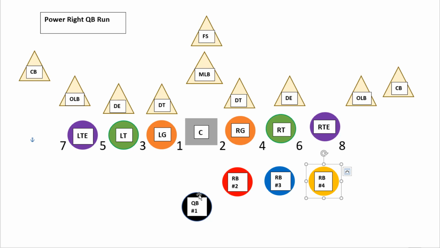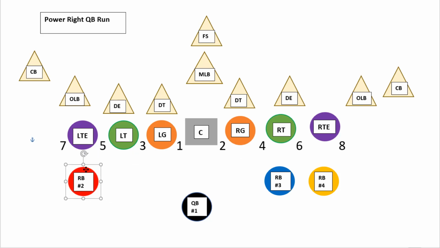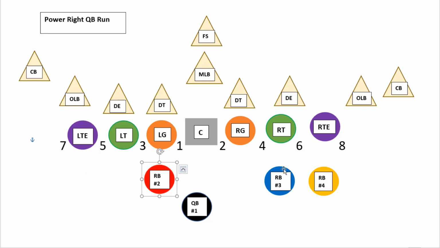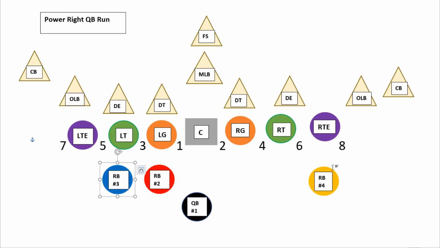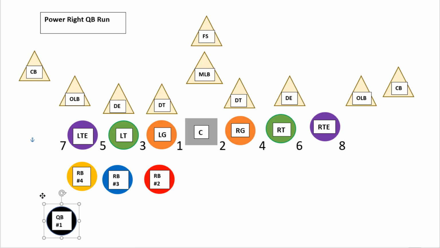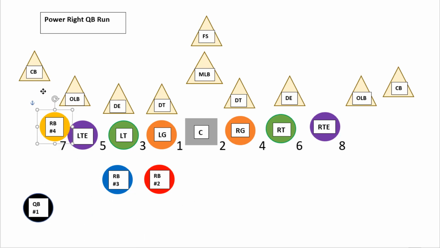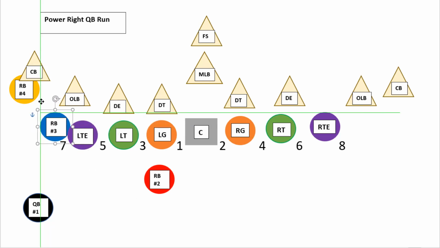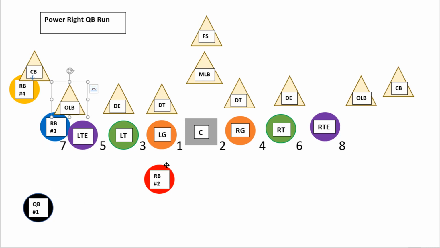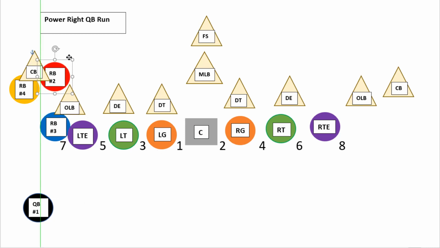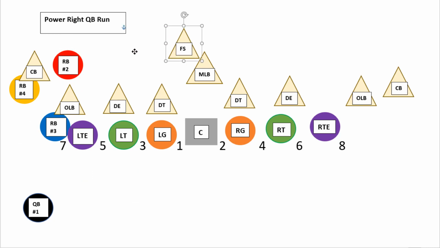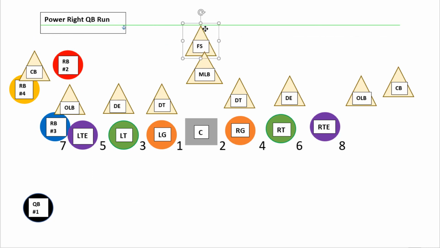It's the same blocking assignments for this play if it was power left. Same assignments, same philosophy. We want this ball hiked, and we want to be able to make it around this corner. So again, running back 4, he gets the cornerback. Running back number 3, the outside linebacker comes over here. We want him to get that outside linebacker. Running back number 2, we want him to kind of wall off if this free safety is coming. So that's power right QB run.